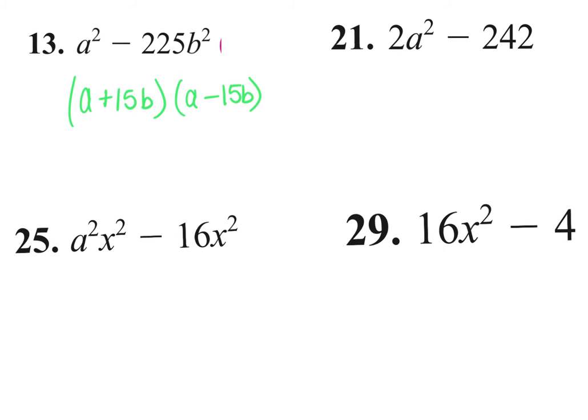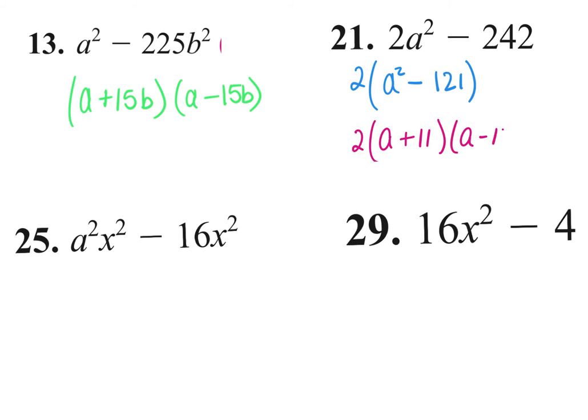What about 21? What did you need to do here first? Yeah, take the common factor out, which was what? 2. You were left with what? A minus what? 121, right? A squared. Are those both perfect roots? They are. What's the square root of a squared? What's the square root of 121? 11. It should have looked like this.